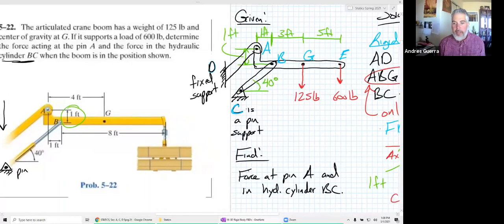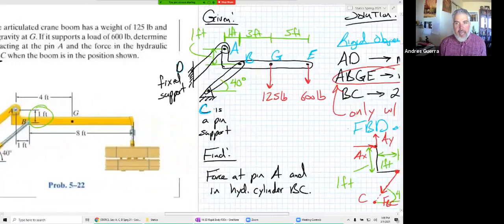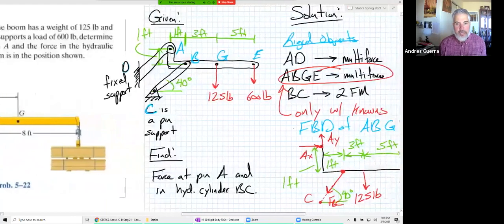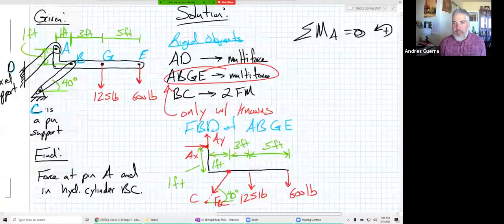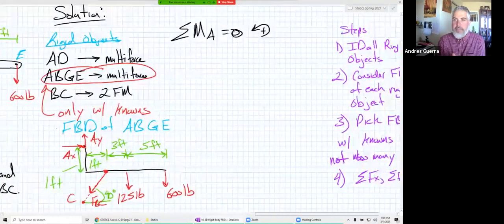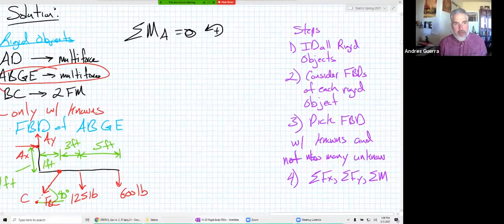Okay, so we were working on this problem last time, remember, where they were asking us to find the force in this hydraulic cylinder from B to C, and the forces in the pin at A as well. And so we had talked about a couple of different things. First, we went through our steps, and the steps over here in purple were to identify all the rigid objects. And so we did that over here on the left side of the screen, and we identified the rigid objects and then the type that they are. Are they multi-force? Are they two-force members? And then we considered the FBDs of each of those rigid objects.